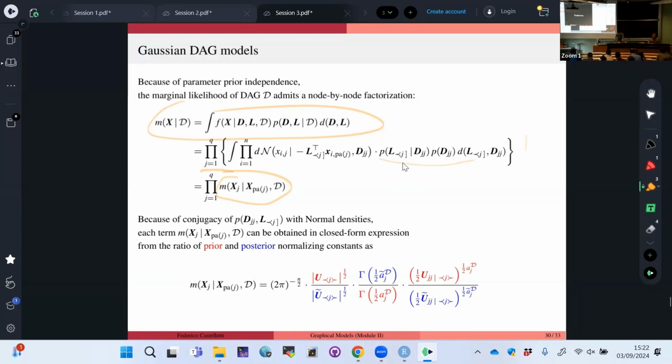You mean the ordering of the nodes or something like that? There is no need to know. Oh, no, okay, okay. No, this is something that I didn't make.